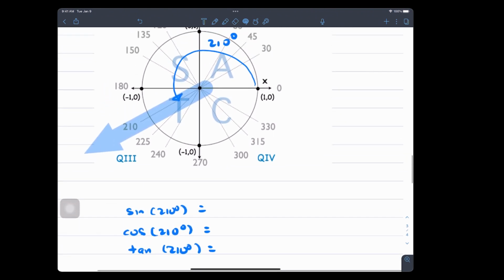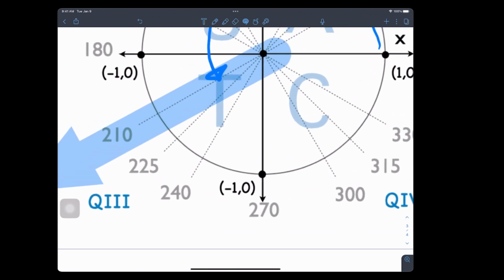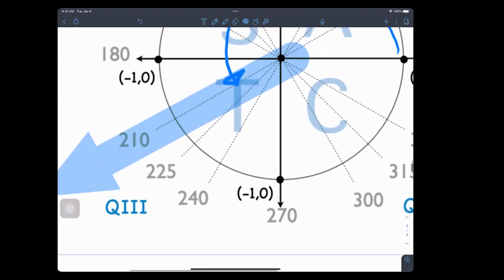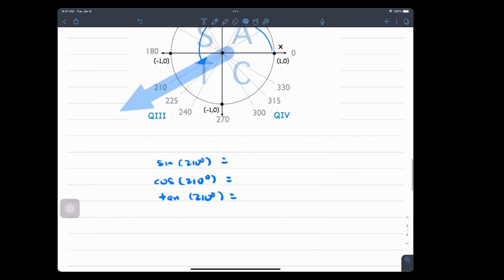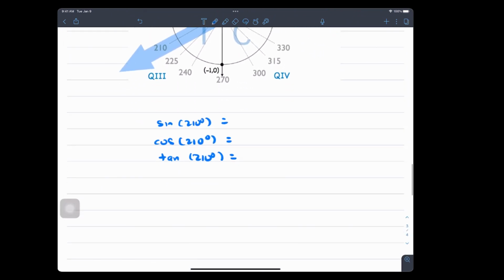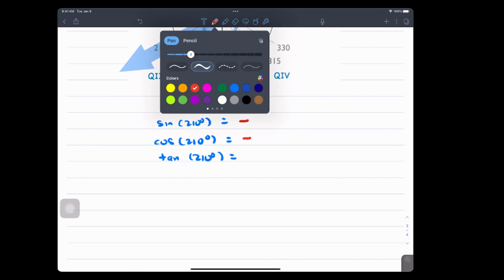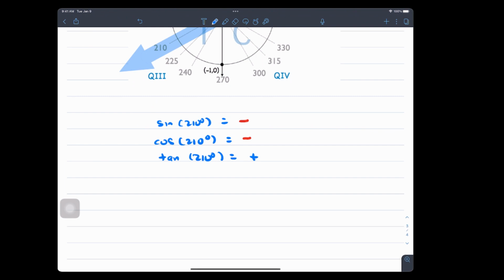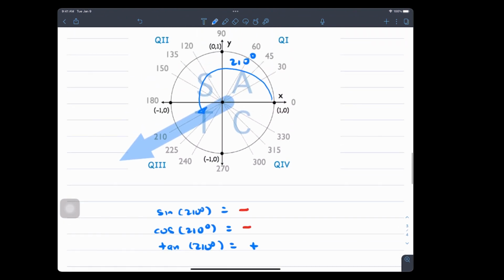What do you know about quadrant 3? The angle is in quadrant 3, 210. So what do you guys know? Tangent is what? Positive. Is that true? Yes. Okay. So the others are negative. What does that mean? Negative, negative, and this is going to be what? Positive. Okay, you guys okay with that so far? So far, so good?